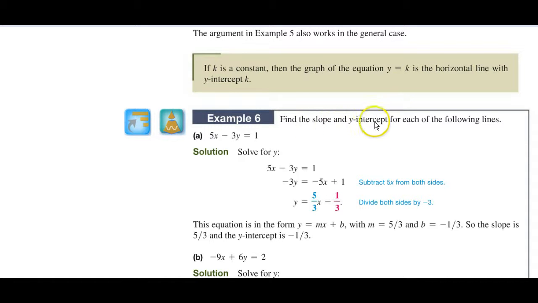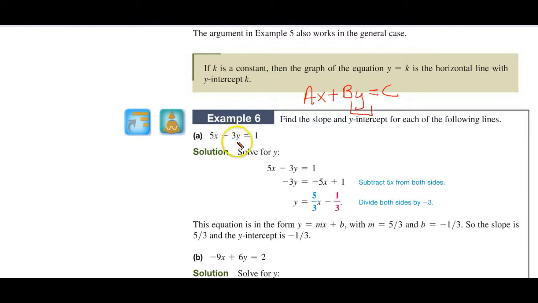Okay, find the slope and y-intercept of each of the following lines. Now, I don't know if you recall another famous equation of the line is standard form. ax + by = c, which is the form this is in. Now, to find your y-intercept and slope, we have to solve for the letter y. Okay?